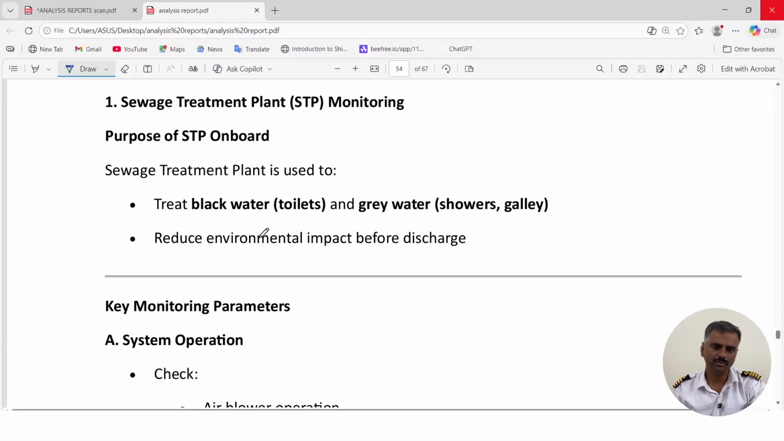Hello everyone. So in this section we are going to discuss the sewage treatment plant and its analysis report. Basically for sewage we are sending samples on a very occasional basis, say on a yearly basis. Sometimes the company asks to send samples for shore analysis.